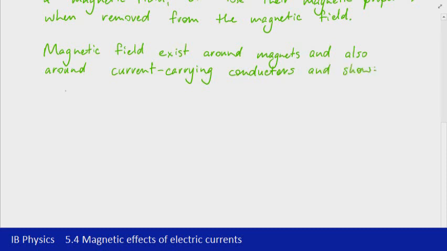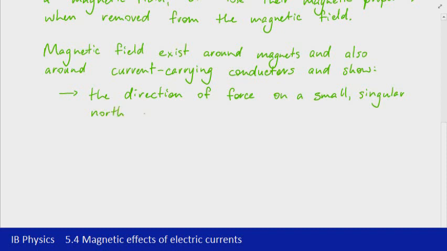So the first thing is that they show the direction of force. So a field will always show the direction of force, but in this case it's the direction of force on a small singular north pole. So if we look at a magnet, we know that it has a north pole and a south pole, and if we were to consider the idea of a small singular north pole, we could then identify the direction of the field.